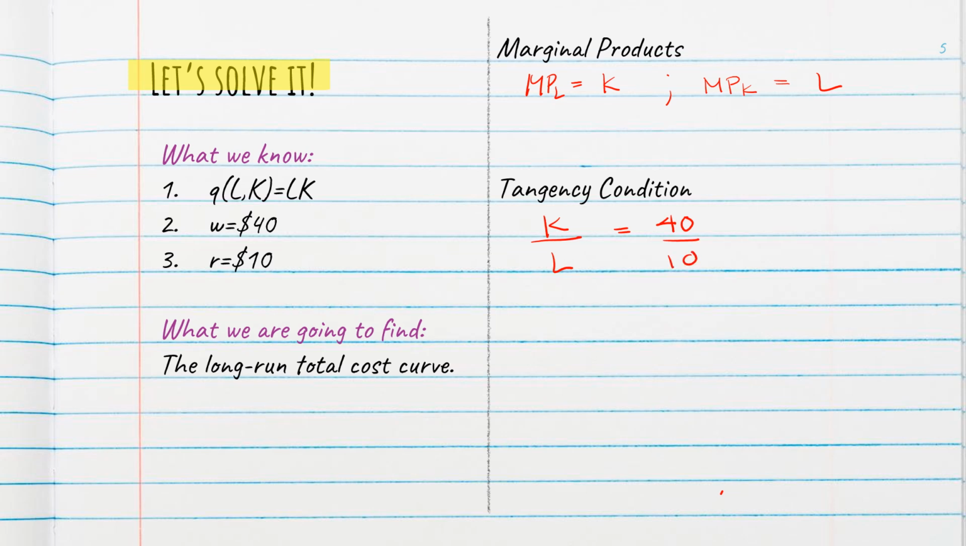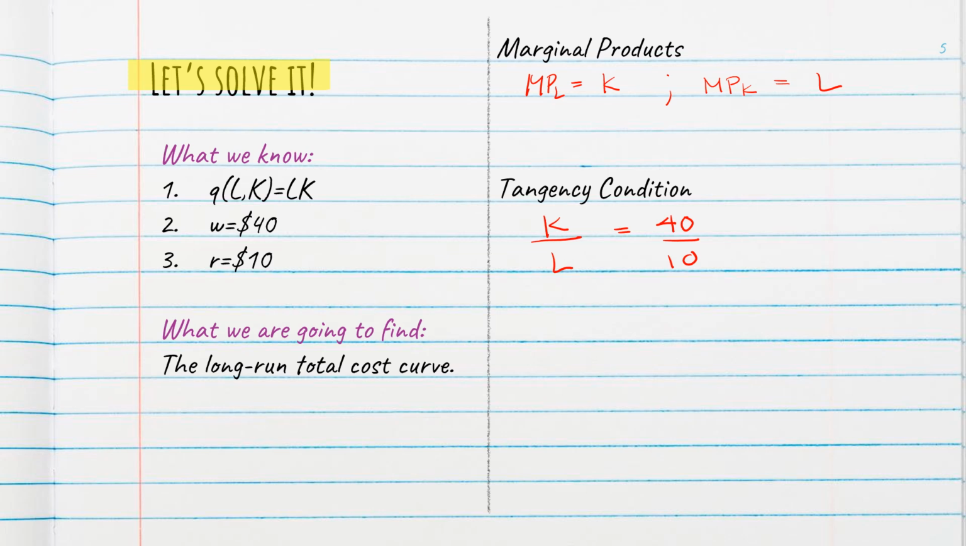So just as a reminder, what is the tangency condition? This is us setting the magnitude of the slope of the isoquant, that's K over L, equal to the magnitude of the slope of the isocost line, that's 40 over 10. And that's guaranteeing that we're at this point of tangency between our isoquant and our isocost line.